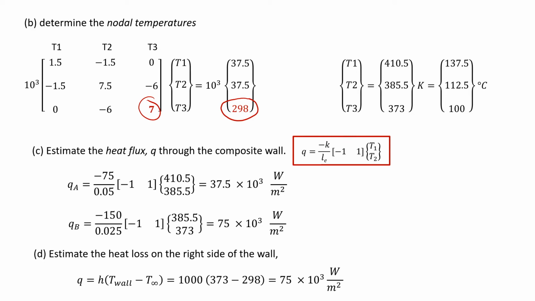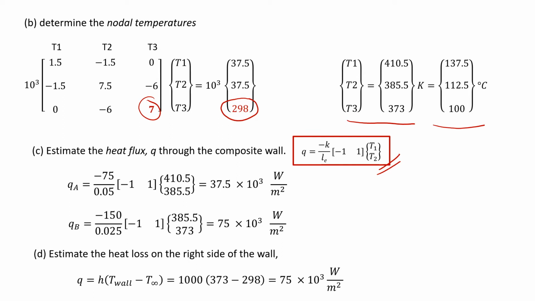By using the calculator, we can solve the unknown temperature as shown here. Whether you want to leave the answer in Kelvin or in Celsius, it doesn't matter. The third task is to estimate the heat flux through the composite wall by using the heat flux equation. This heat flux has to be calculated element by element.